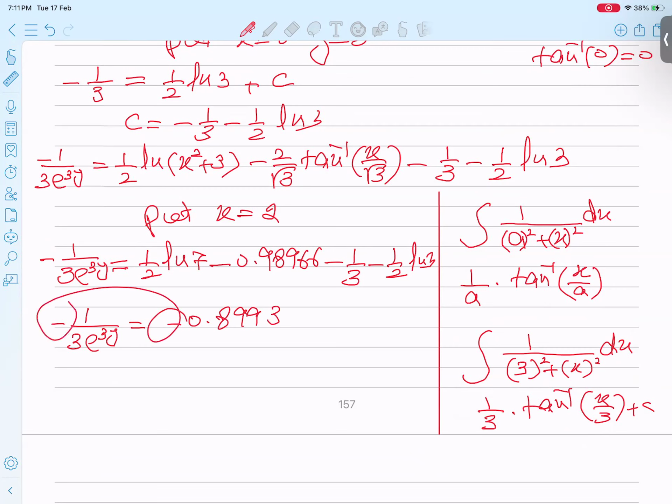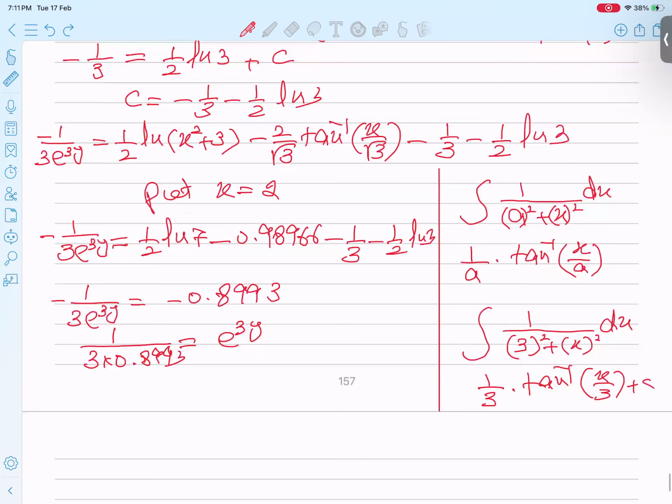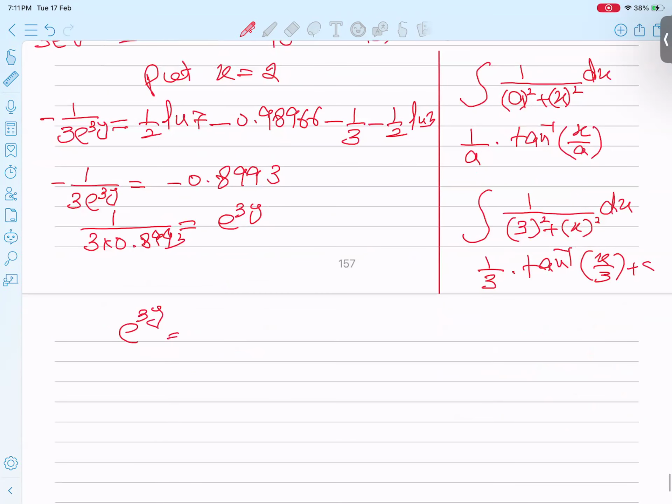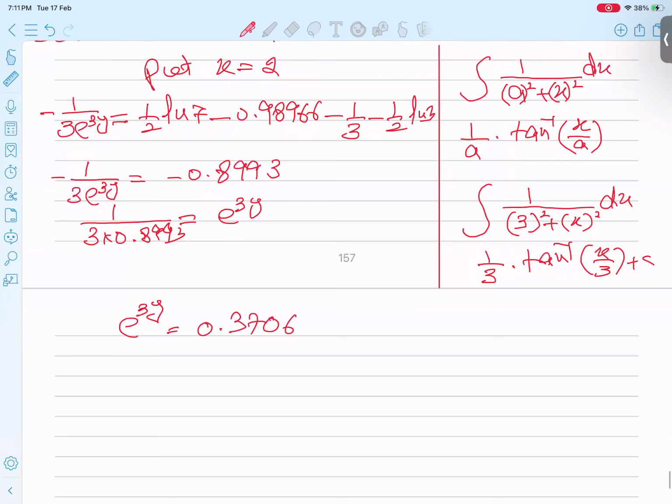Negative, negative cancel from both sides. Cross multiply, this comes here and this goes there. So I can say that e to the power 3y is equal to 1 over 3 times 2, 0.8993. Basically, this number is multiplying with 3. So I got e to the power 3y alone. Let me check it. Into 3, and I get 1 divided by this. I'm getting here 0.3706. Now, students, what is a way to bring this down?